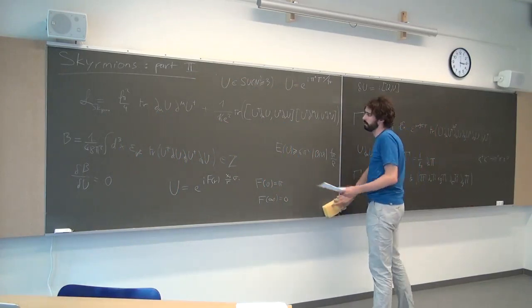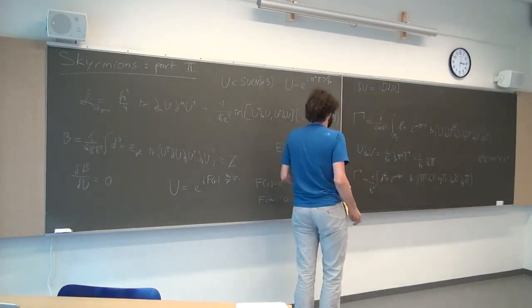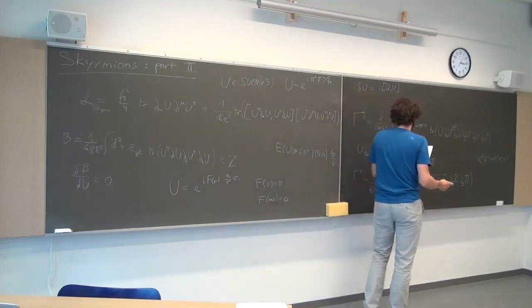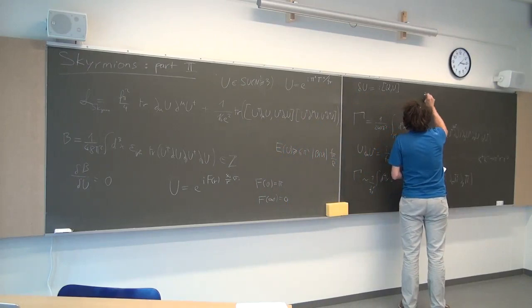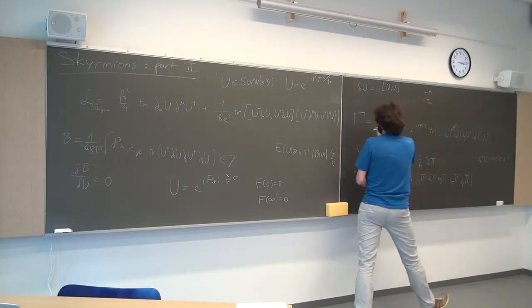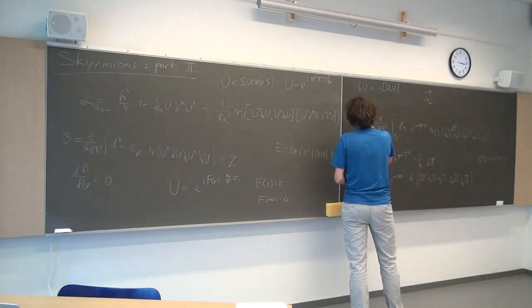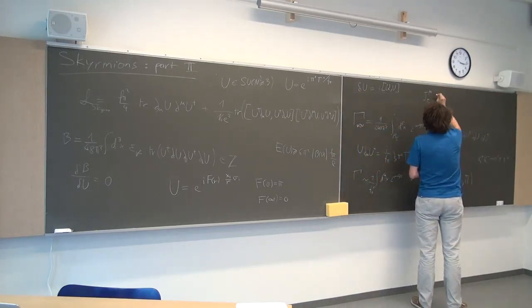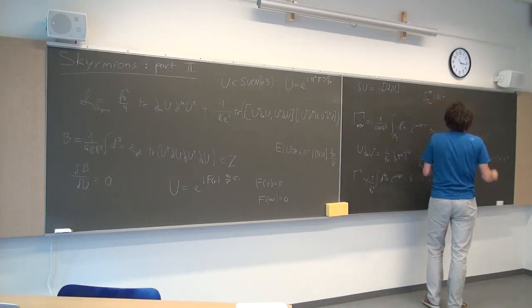Let's forget about this part because this is the usual thing. But let's look at what happens. What is the Noether current that you get from this Wess-Zumino-Witten term? Let's call it Wess-Zumino-Witten. And this, of course, depends on the generator we are looking at.